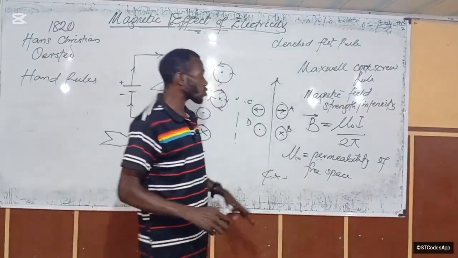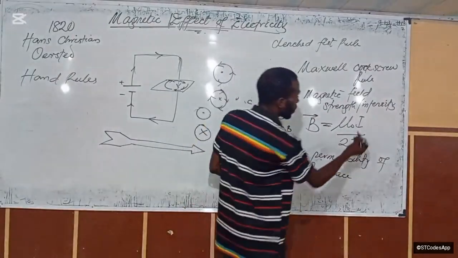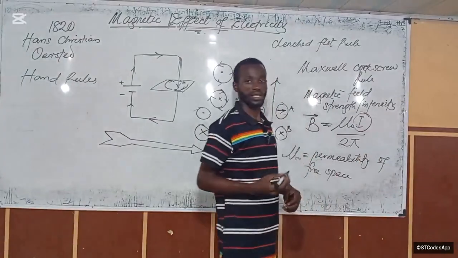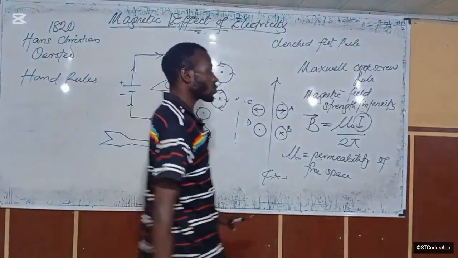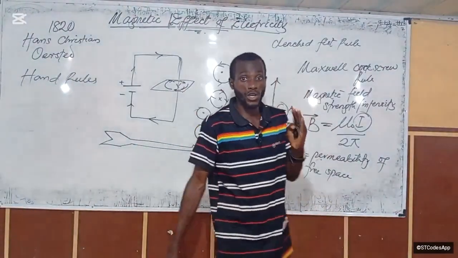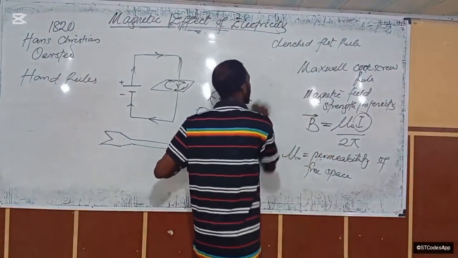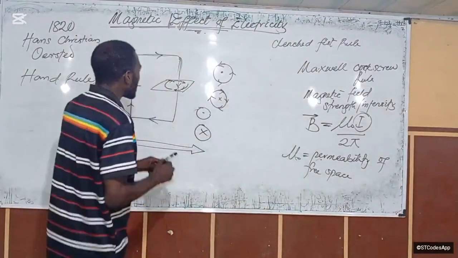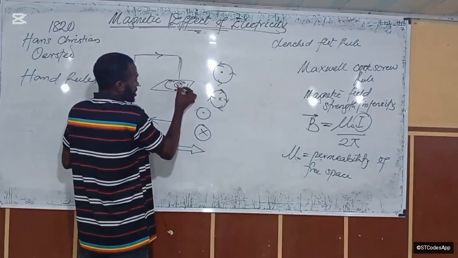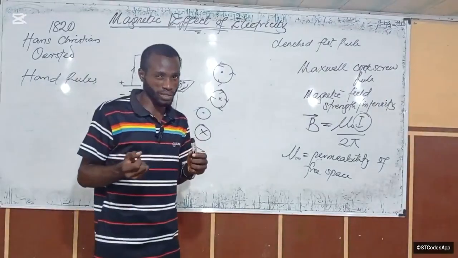So it was found out that the strength of this magnetic field is dependent on what? What do you see here? Current. So the magnitude of the strength of the current, the rate at which charges are flowing in the wire. The higher the current in the wire, the higher the magnetic field surrounding the wire. And the closer to the wire you are, the higher the strength of the magnetic field that you feel.